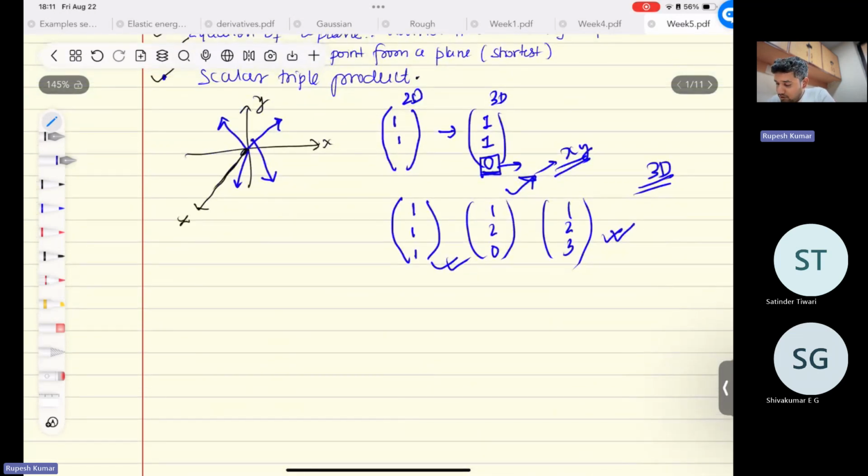Then what are the arithmetic operations? You must have seen what addition is, right? It is the same as doing addition in the 2D space. Then subtraction, this is also the same. Then scalar multiplication, same thing, right? Scaling the vector, scalar multiplication.